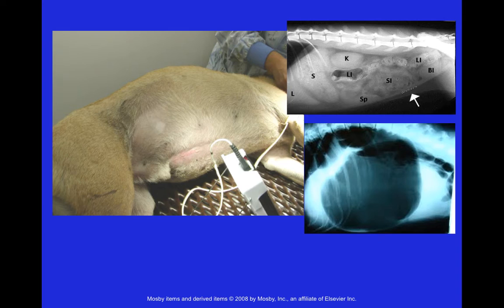So in young, healthy dogs, it's a great idea, if the owner can afford it, to go to surgery, flip the stomach. As long as the dog hasn't been bloated for too long, the stomach should be okay. But this is an emergency, so to get them in within an hour is the ideal.